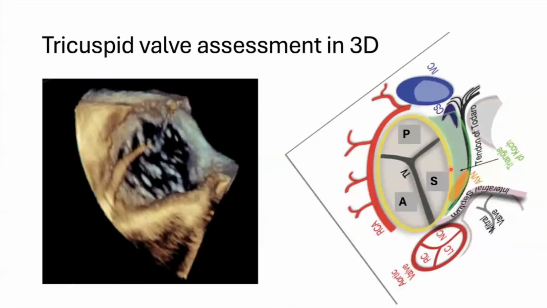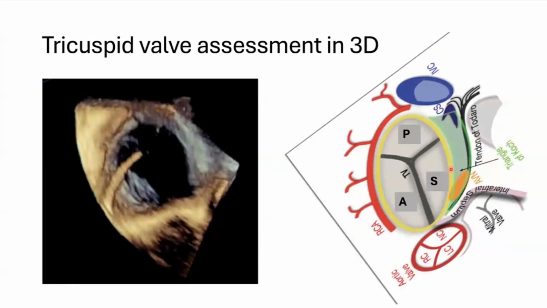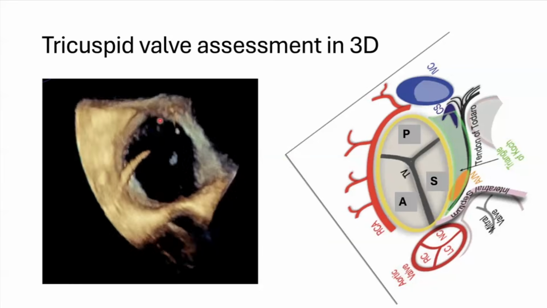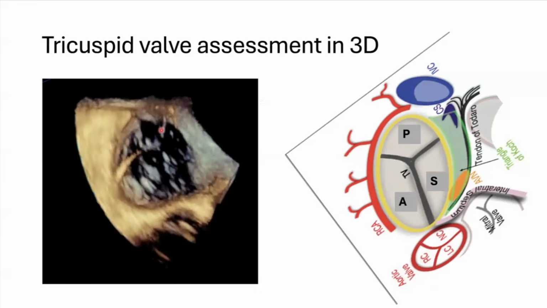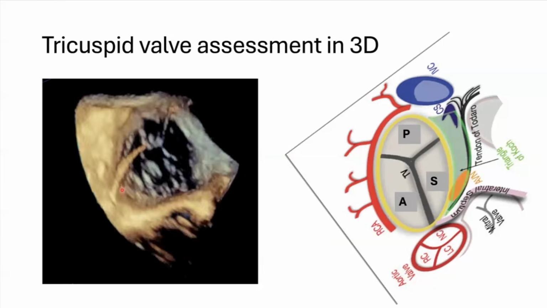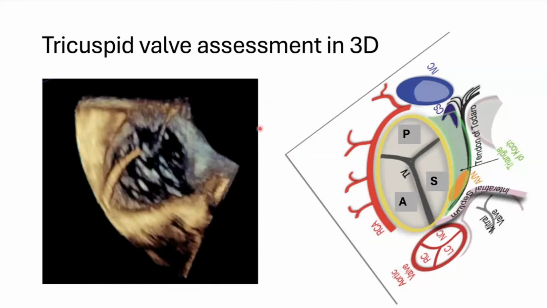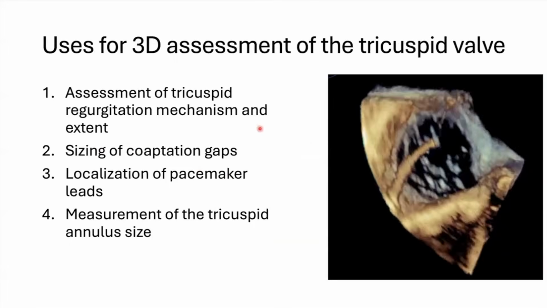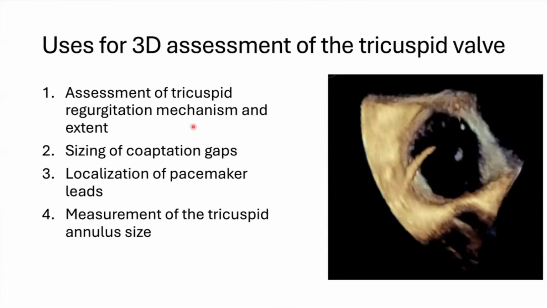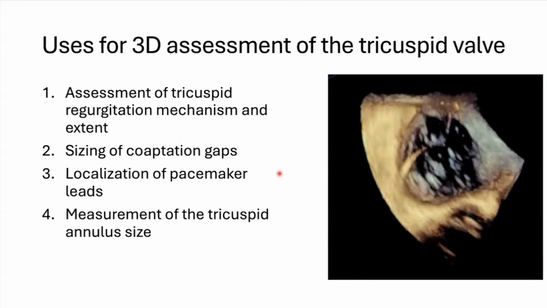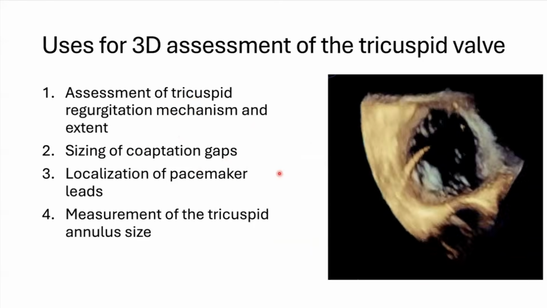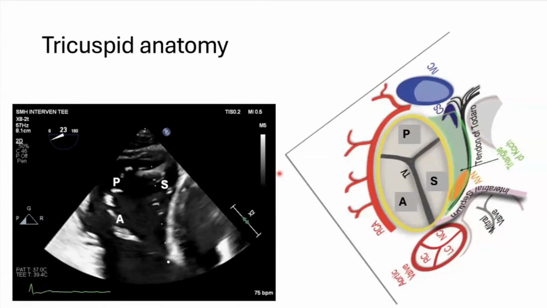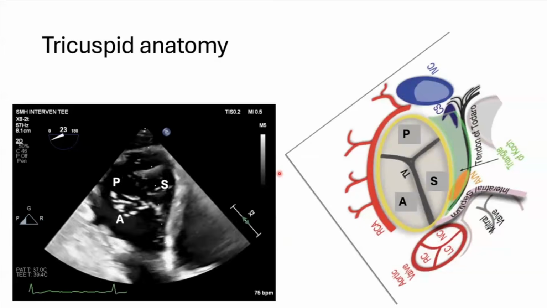Okay, so now we're going to move on to talking about the tricuspid valve, building off what we've talked about with the mitral. This is a 3D image of the tricuspid valve. There's a lead going through the posterior septal commissure here, and there's also a little bit of an RA lead shown here. It's a nice image of the tricuspid valve. So some of the uses of 3D for the tricuspid valve are assessment of tricuspid valve regurgitation mechanism and extent, sizing of coaptation gaps, localization of pacemaker leads, and then measurement of the tricuspid valve annulus like with the mitral valve.